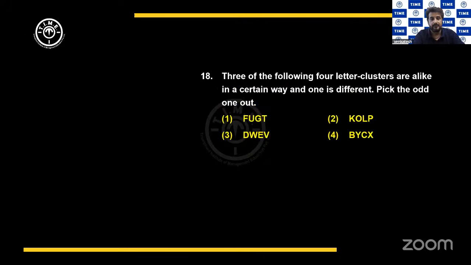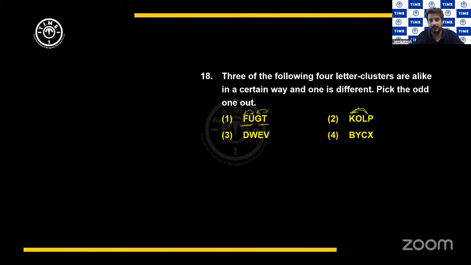Letter odd one out. Three of the following four letter clusters are alike in a certain way and one is different. Pick the odd one out. FU, can you identify what this is? FU, GT, these are opposite pairs. FU is the opposite pair, GT is the opposite pair. KO is not the opposite pair.